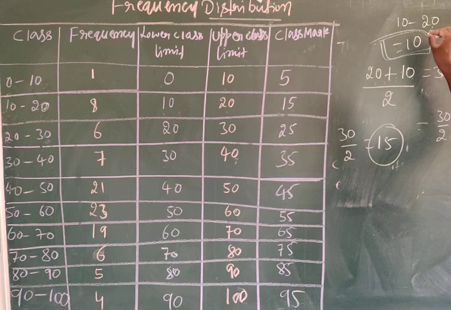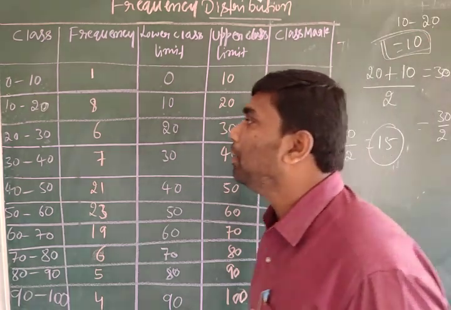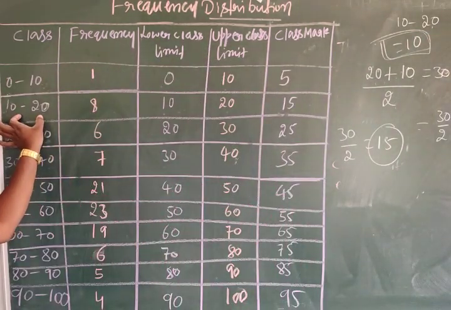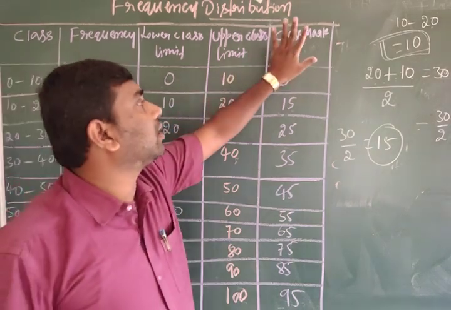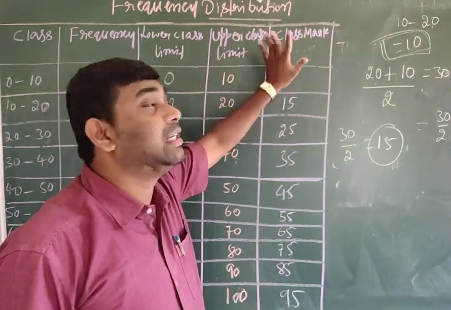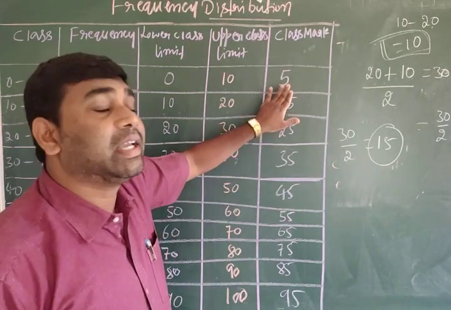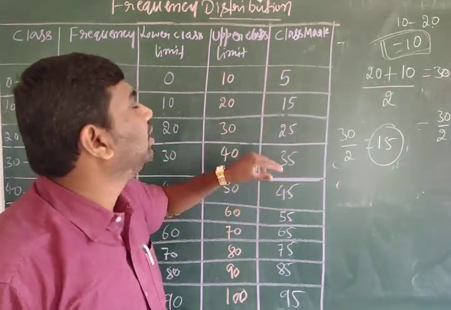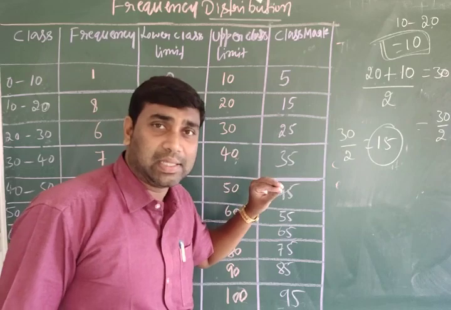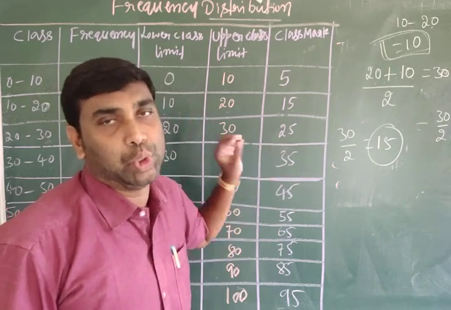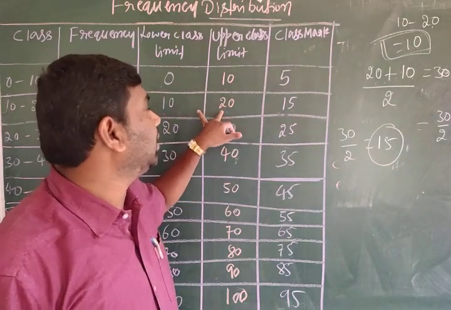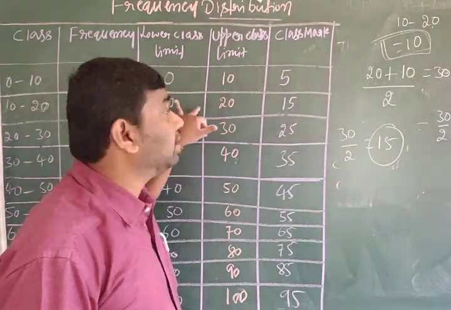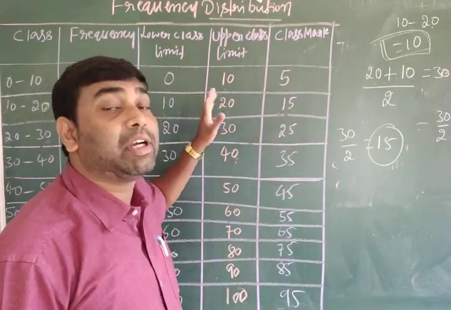Class interval is 10. You can observe here, the difference is 10. Here also 10. Here also 10. The middle value we can also call the class mark. Okay, class mark, how can you identify it? With the help of the formula, that is upper class limit plus lower class limit divided by 2. So here 20 plus 10, that is 30, divided by 2, it will come 15.